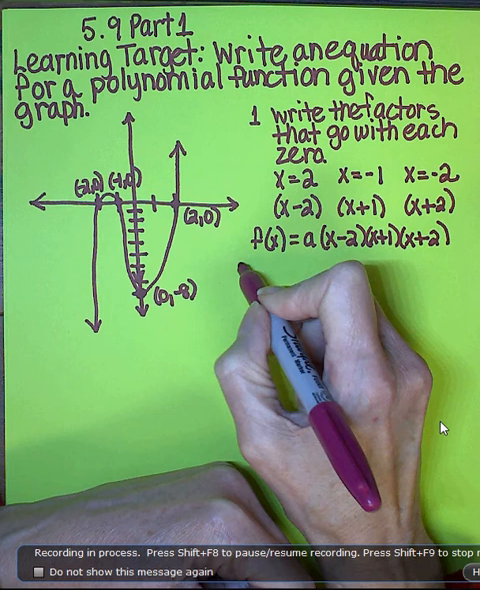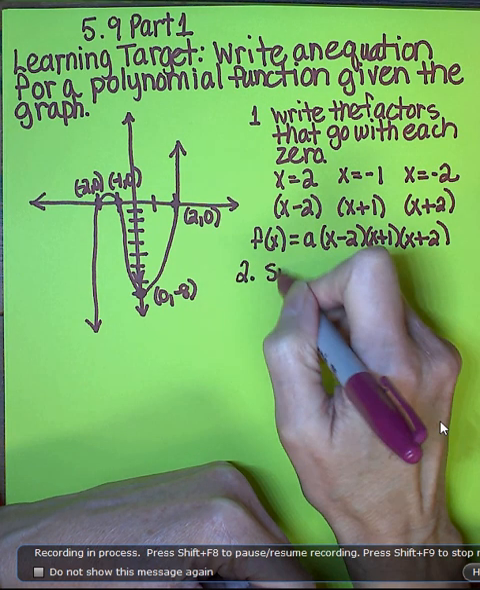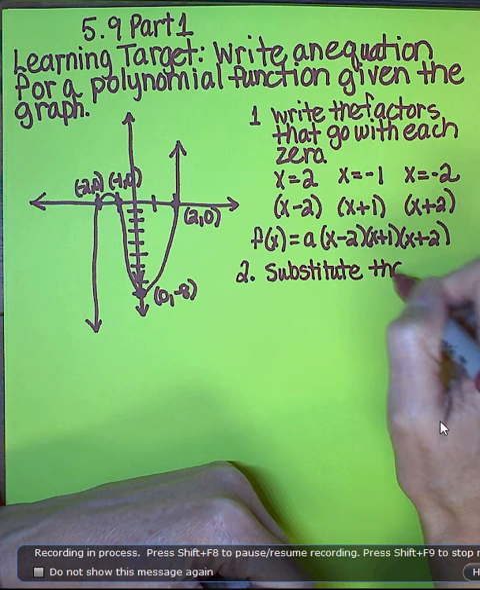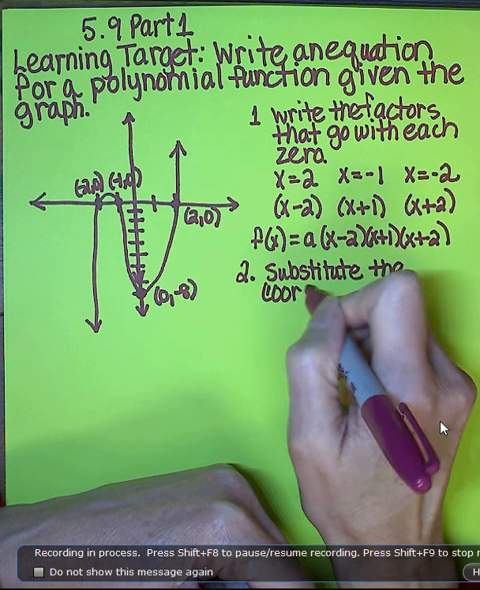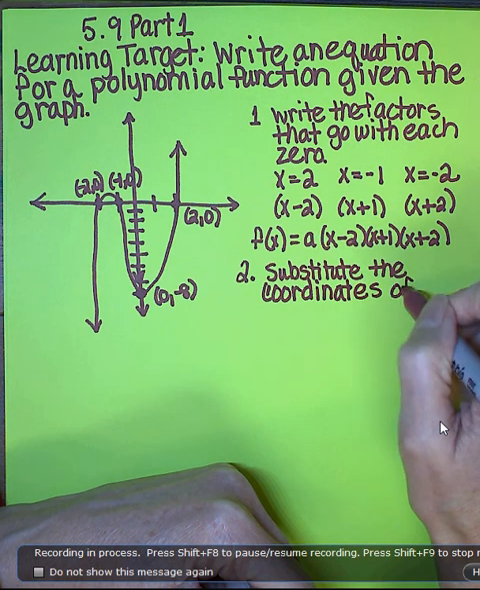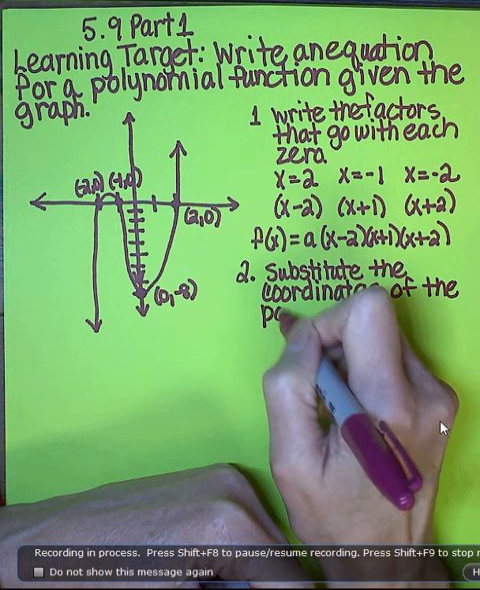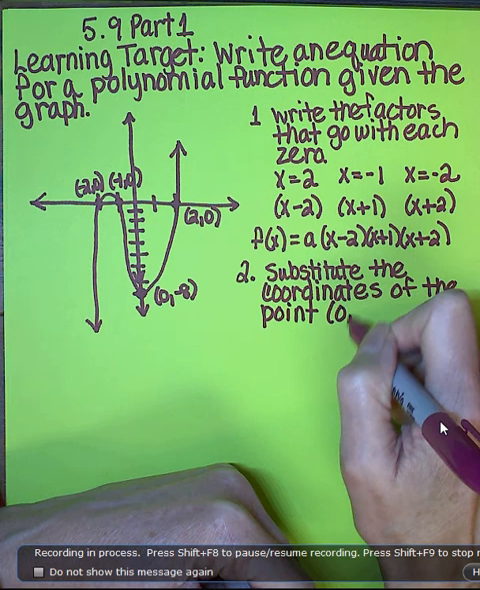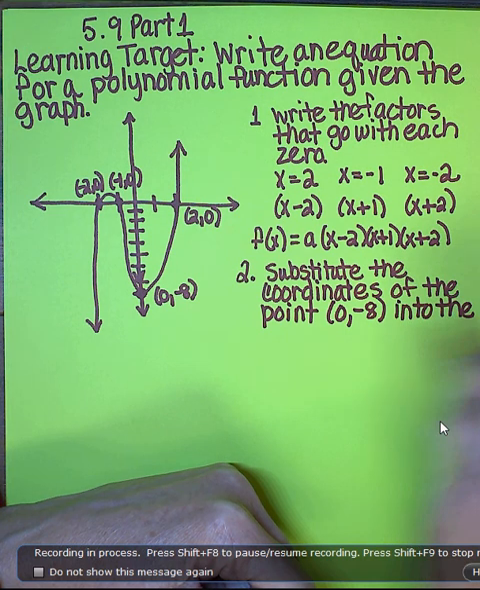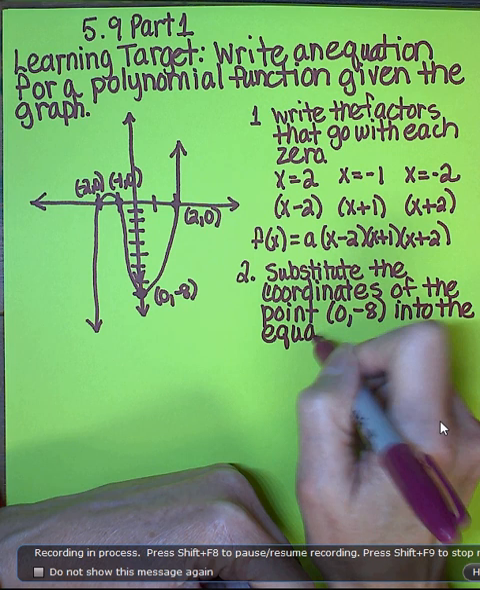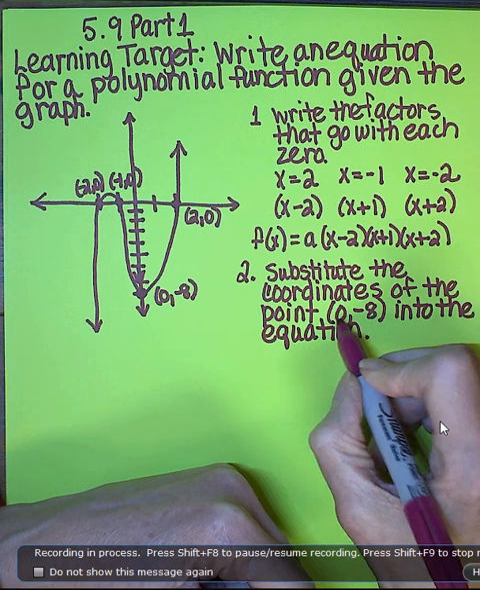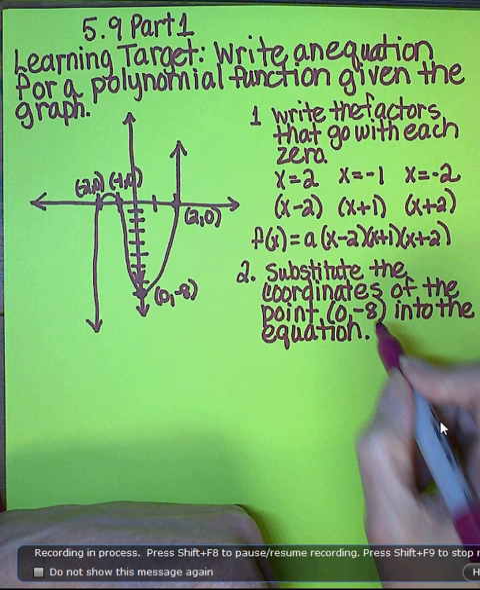Okay, so the second step we're going to do is substitute the coordinates of the point 0, negative 8 into the equation. And this will allow us to solve for a, and that would be the leading coefficient. Okay, remember this is an x value and this is a y value. So, or an input and an output.